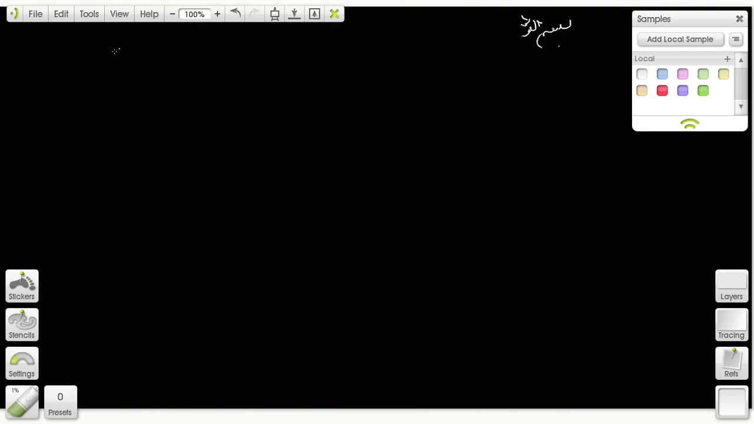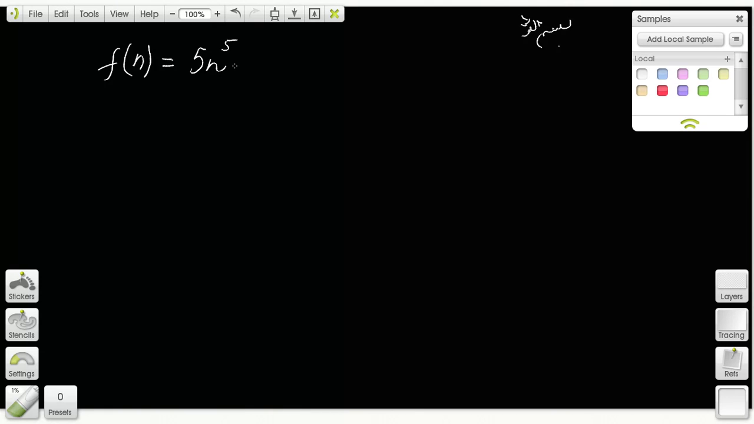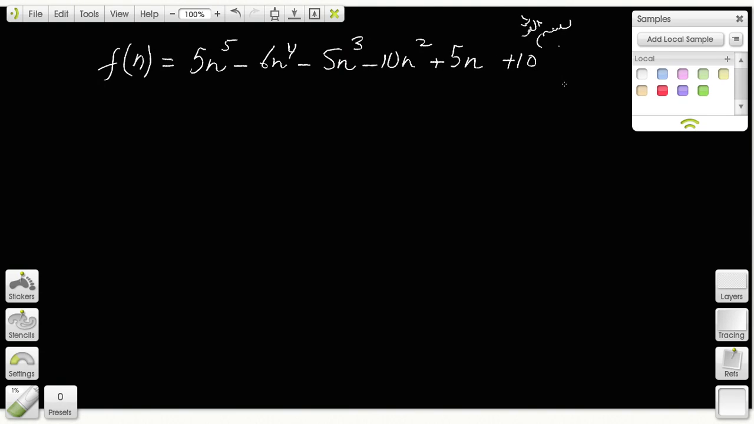How about this one? I found this on the internet. f of n is equal to 5n to the 5th minus 6n to the 4th minus 5n cubed minus 10n squared plus 5n plus 10. Now what we need to find is f of 2. Imagine substituting 2 in all of that, right? So we're not going to do it. We're going to do synthetic substitution. Okay, cool.